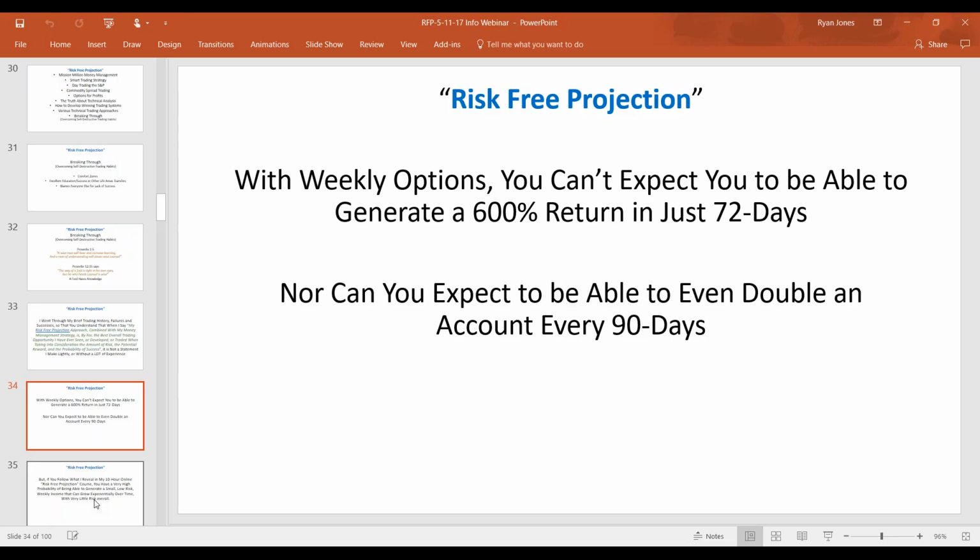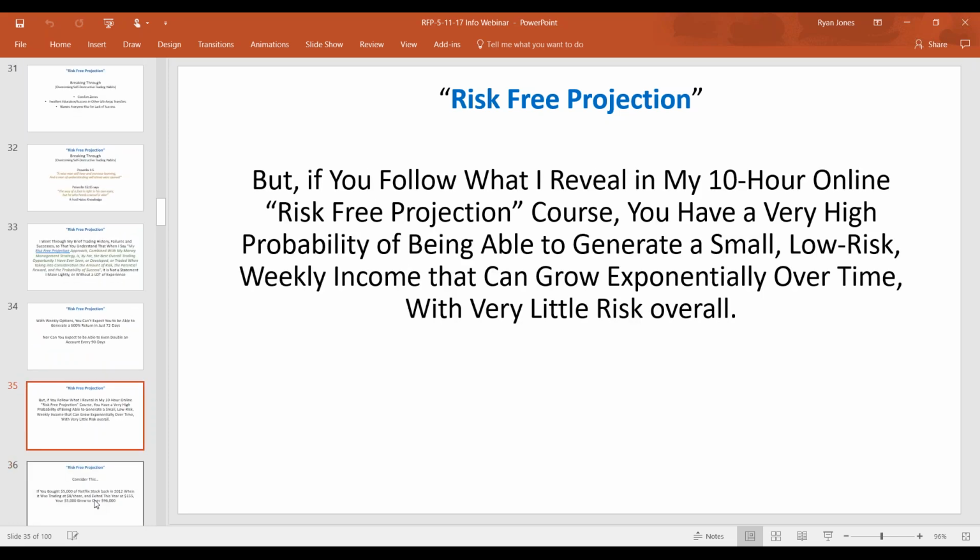But nonetheless, you also can't expect to be able to even double an account every 90 days, which I've done with weekly options on several occasions, right? But you can't expect to do it every time or every 90 days or even most 90-day periods, right? So you have to realize what is available, and what you can and can't do with the particular market. So it's not that this is the best strategy because you can do 600% in 72 days, because you can't, right? It's a whole different platform.